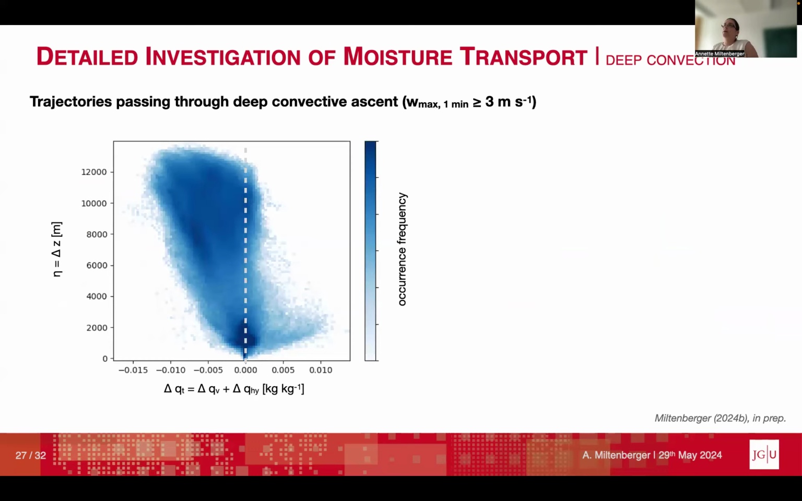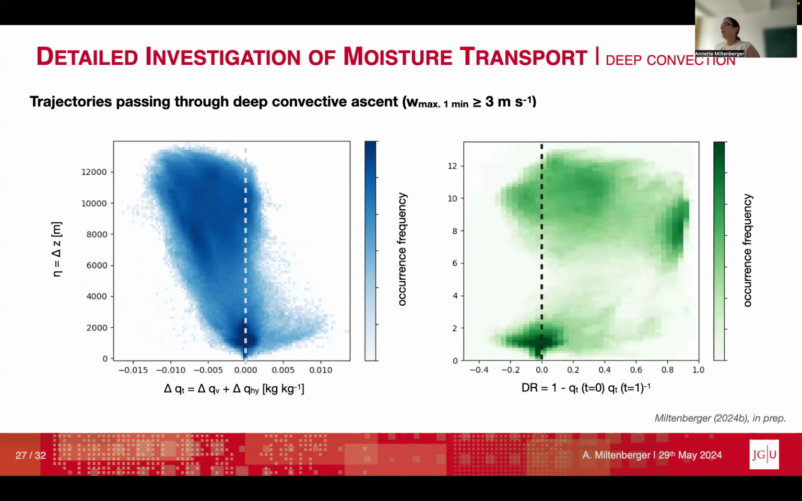If we now look at the trajectories' vertical displacement against the loss in moisture that they experience, you get this kind of histogram. You can see that roughly the higher the trajectories rise, the stronger the moisture loss. So again, this is not surprising. But if you look at the specific vertical displacement, we see quite a large spread. We can now do this in terms of drying ratio. And again, we see a very strong spread: for a given vertical displacement, we don't see just one drying ratio, but quite a range of values.